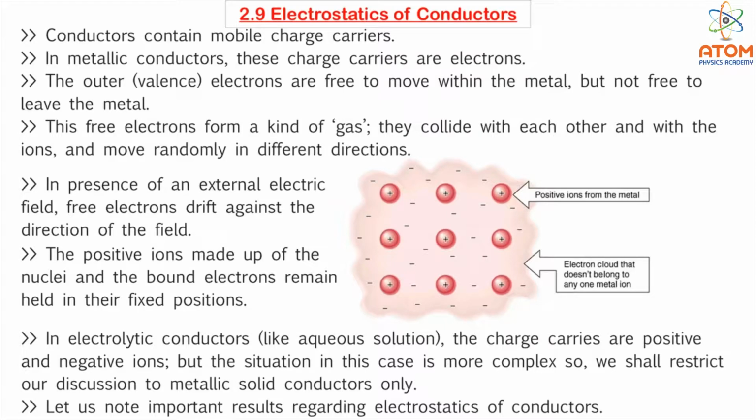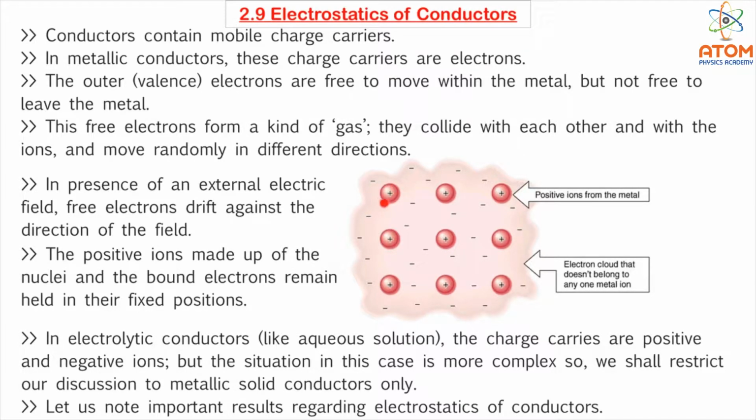See, the structure of a metallic conductor is shown here. These are the places where the positive ion is found, and it is surrounded by valence electrons. These valence electrons are basically the electrons which are free to move in the metal, but they are not free to leave the metal, mind well. They are free to move randomly in this metal, but they cannot leave the metal.